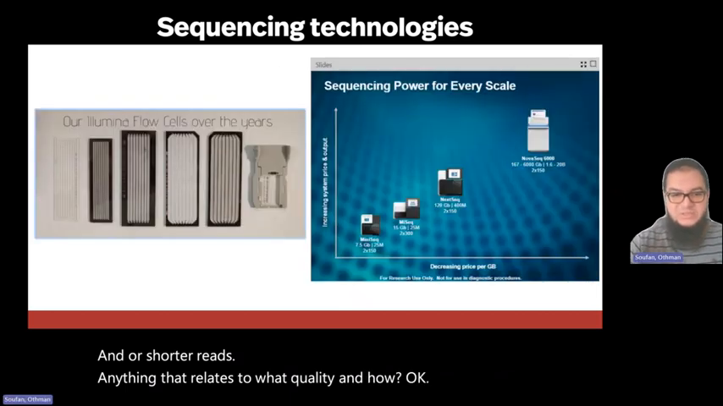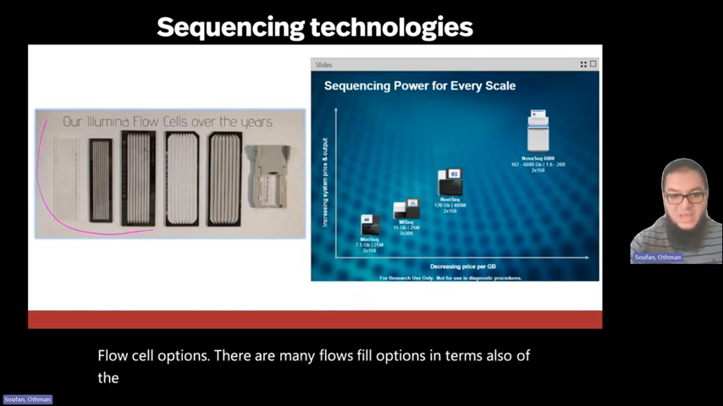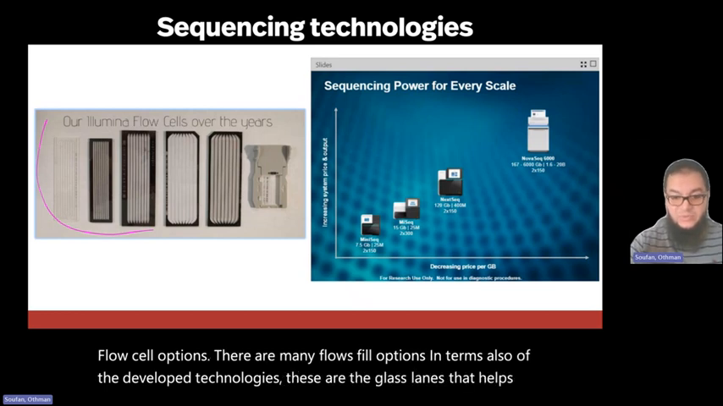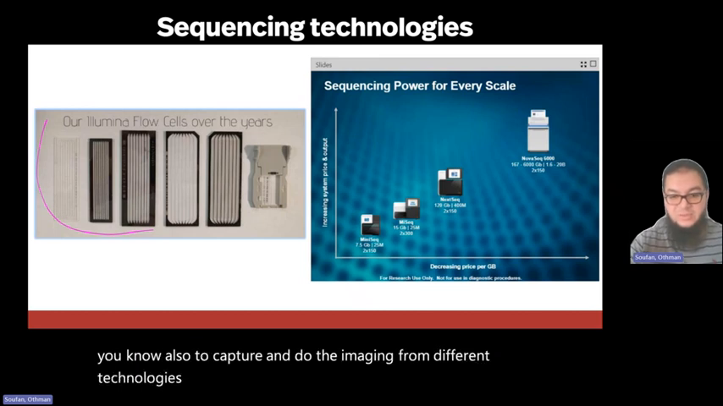Flow cell options: there are many flow cell options in terms of the developed technologies. These are the glass lanes that also help capture and do the imaging from the different technologies that we just looked into.